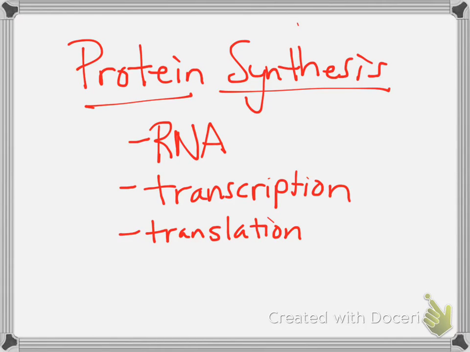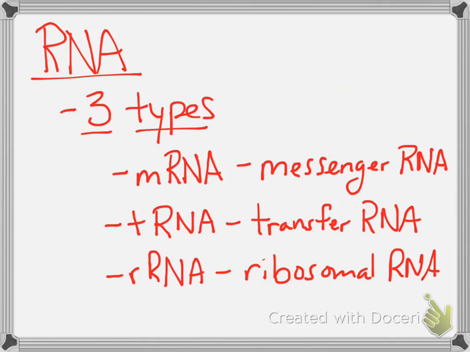These notes are on protein synthesis, and they're going to include information on RNA, transcription, and translation. If you remember back to the notes that we took in 5.1, we mentioned RNA briefly, and we talked about how it has 3 different types. There's mRNA, which is messenger RNA, there's tRNA, which is transfer RNA, and there's rRNA, which is ribosomal RNA.